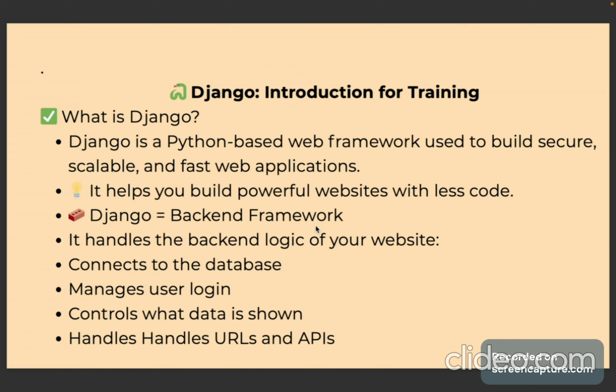Django. So what is Django? Django is a Python-based web framework. It is used to build secure, scalable, and fast web applications. It helps you build powerful websites with less code. It handles the backend logic of your website, connects to the database, manages user login, controls what data is stored. It handles URLs and APIs, right?